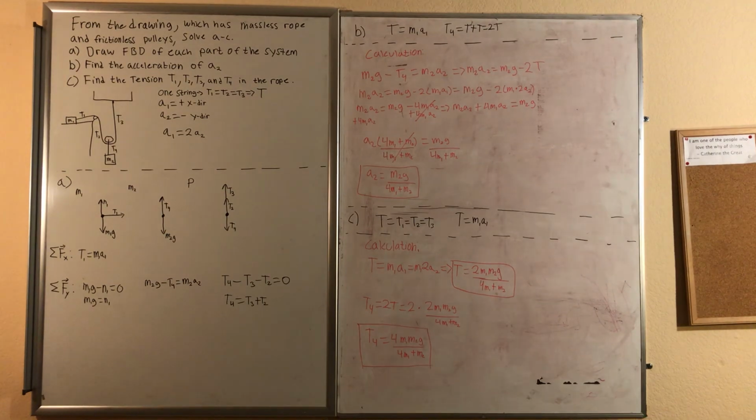After looking at the picture, we were able to draw our free body diagrams out and solved for acceleration. A sub 2 equals m sub 2 times g divided by 4 times m sub 1 plus m sub 2, and tension T equals 2 times m sub 1 times m sub 2 times g, all divided by 4 times m sub 1 plus m sub 2. And finally, tension T sub 4 equals 4 times m sub 1 times m sub 2 times g, all divided by 4 times m sub 1 plus m sub 2.